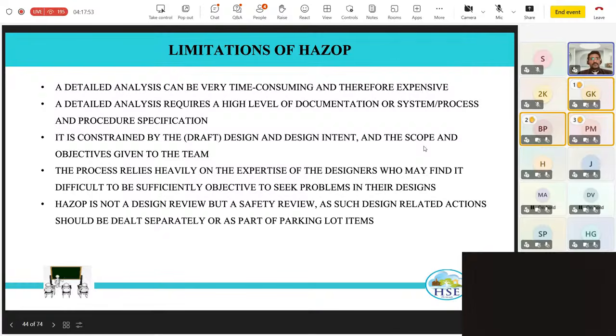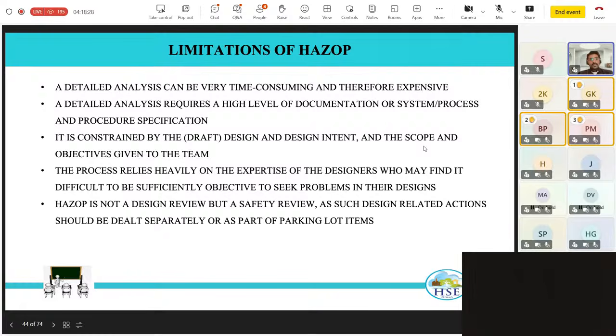A detailed analysis requires a high level of documentation of process or system and procedure specifications. Obviously, you need a lot of systems and things defined, well-defined procedures, SOPs, and other things. If you have to do an inherently perfect HAZOP, it could be time-consuming and more document-driven. Now, it is constrained by draft design and design intent and the scope and objectives given to it. Many times it is restricted by the specific objective. Like if it is a management of change, they are looking at only that part of the design, or if it's a brownfield modification, they're only looking at that aspect of design. So many times it is constrained by that design intent.